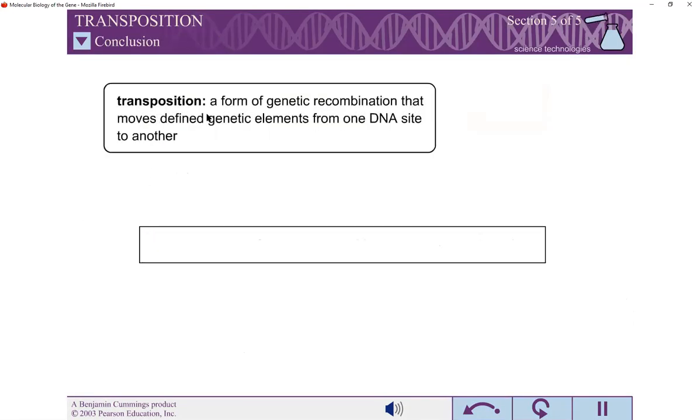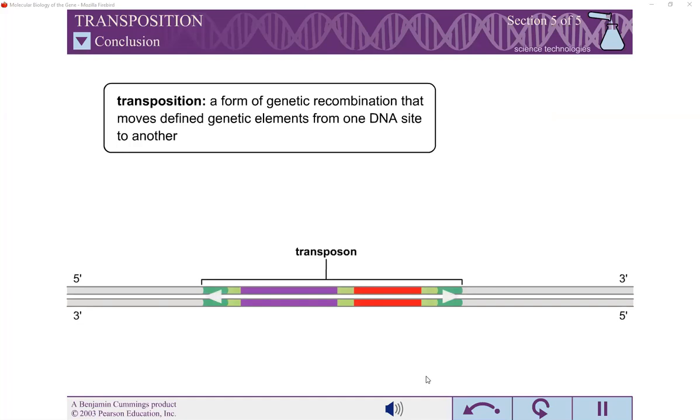Next. Transposition is a form of genetic recombination that moves defined genetic elements, called transposable elements or transposons, from one DNA site to another. The recombinases responsible for transposition are usually called transposases. Okay. So transposases are the recombinases that are responsible for the transposition to take place, and those are called transposases.